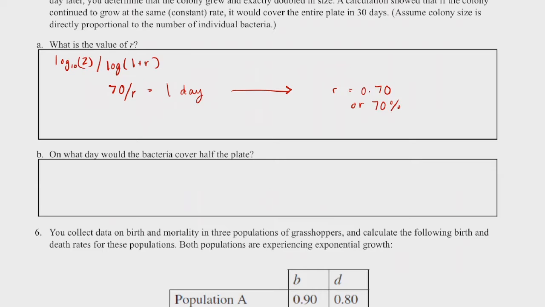And B is asking, what day would bacteria cover half the plate? If the bacteria colony doubles in size every day and completely covers the plate on day 30, then it must cover half of the plate on day 29.